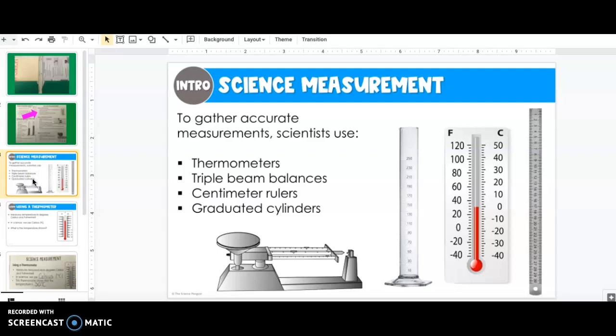So, as you've been learning, scientists use lots of tools to observe and measure and keep themselves safe. But today we're going to talk about some of the measurement tools. Tools like thermometers, triple beam balance, centimeter rulers, and graduated cylinders. Today's focus is on the thermometer.